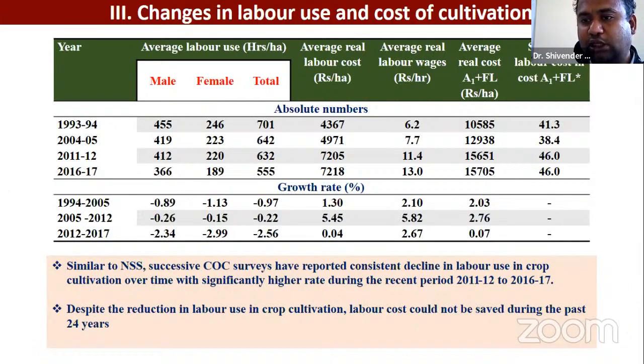So you can still see this: earlier, in 1993 or 2004, labor used to constitute about 38% share in cost, and by the year 2011-12, it constituted 46% share in cost. So it means that we are still not able to cope with the economic scarcity of labor, even though the physical scarcity of labor is declining. So what may be the possible explanation for this? What may be the technical way to explain this phenomenon? Why, despite the decline in labor use, is the labor cost increasing?